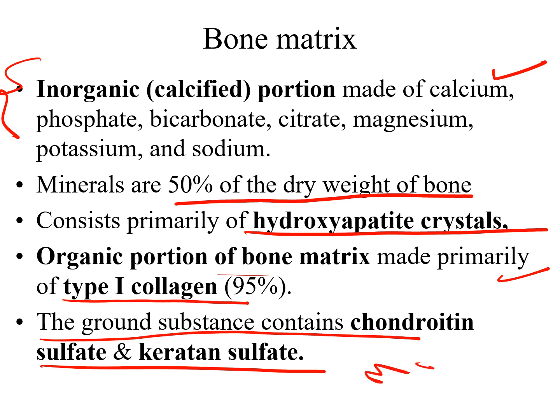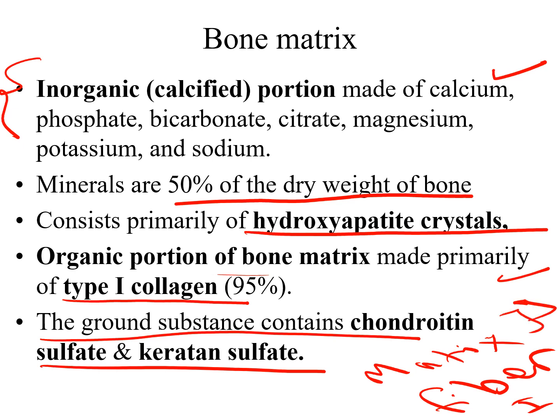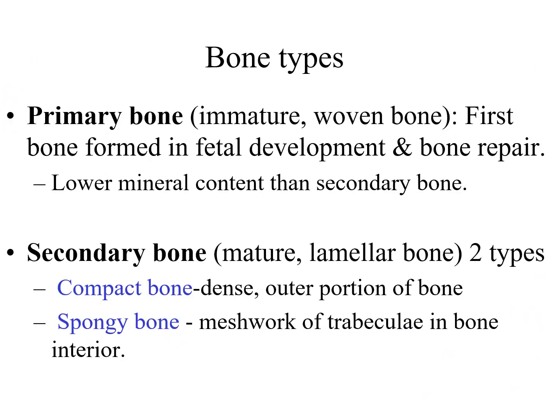So we have here matrix and fiber. The fiber is type 1. For the matrix, as I said, we have two portions: the organic portion and the inorganic portion. The inorganic portion is the minerals, whereas the organic portion consists of the glycosaminoglycans and proteoglycans, which are chondroitin sulfate and keratan sulfate. In addition, the fibers which we have in the bone are type 1 collagen.